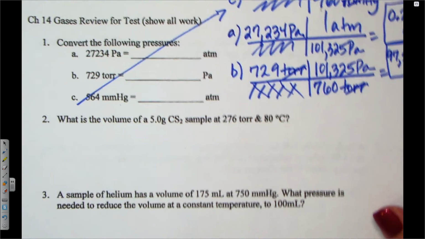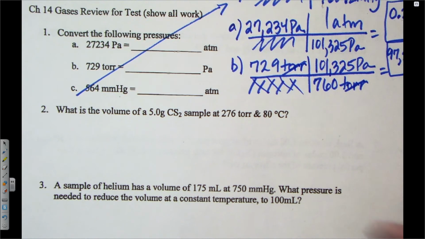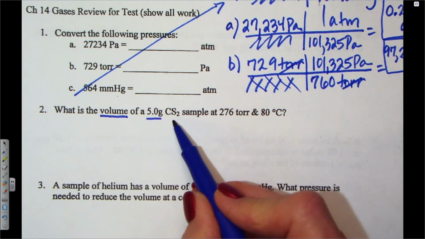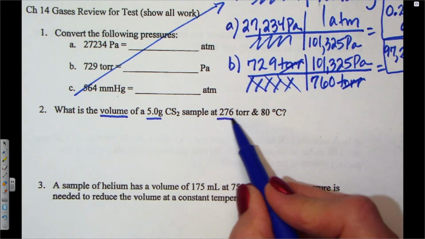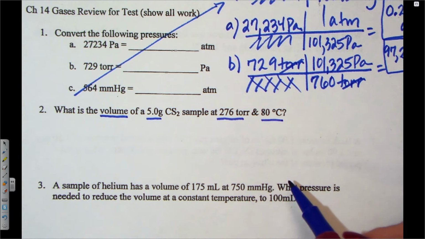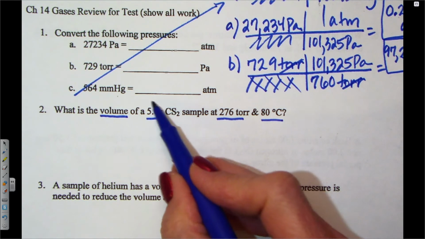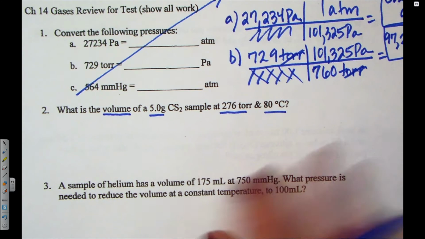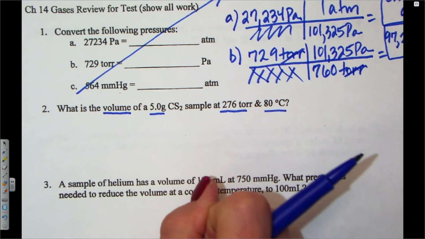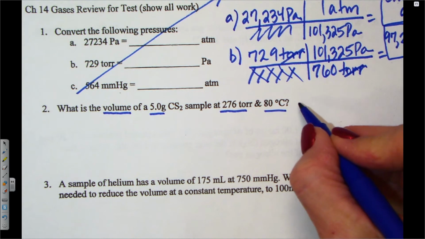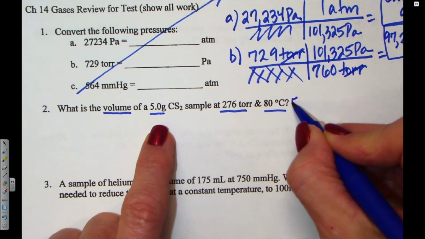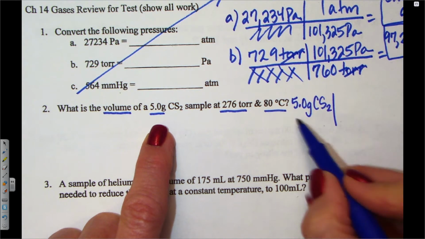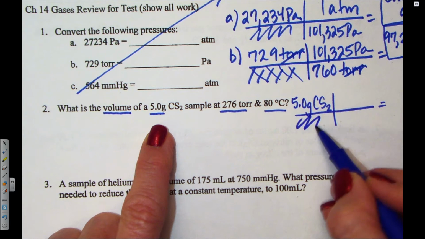Number 2 says, what is the volume of a 5.0 gram sample of carbon disulfide at 276 torr and 80 degrees Celsius? Now, our key word here that lets us know this is an ideal gas law problem is grams. So the first thing I'm going to do is, because I know ideal gas law has moles, we have to convert grams to moles. So I'm going to do that over here first. 5.0 grams of carbon disulfide, CS2.